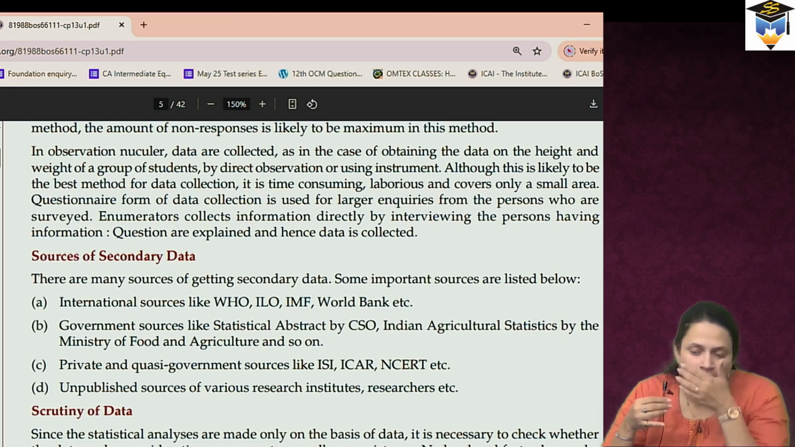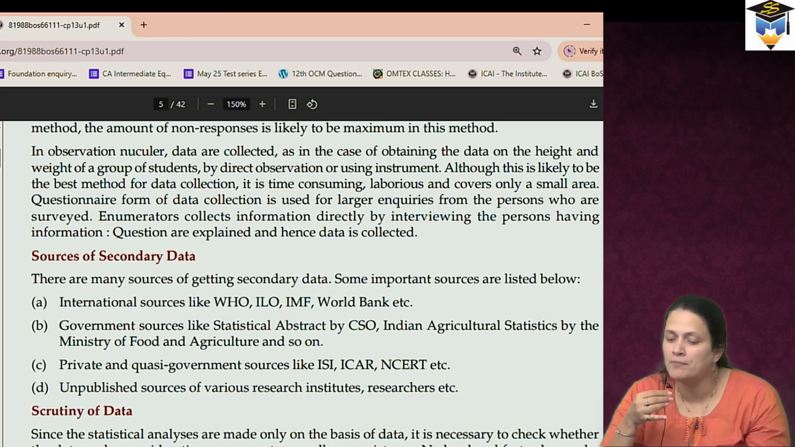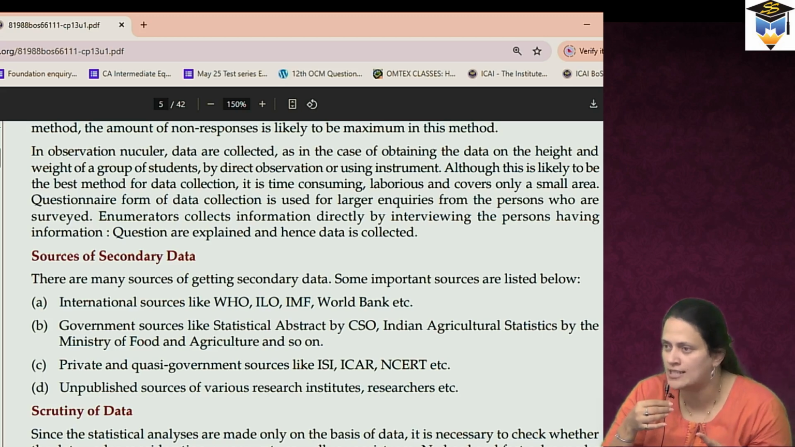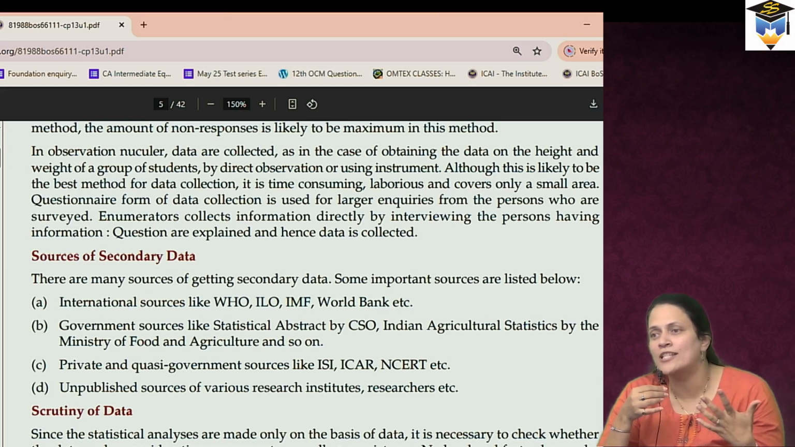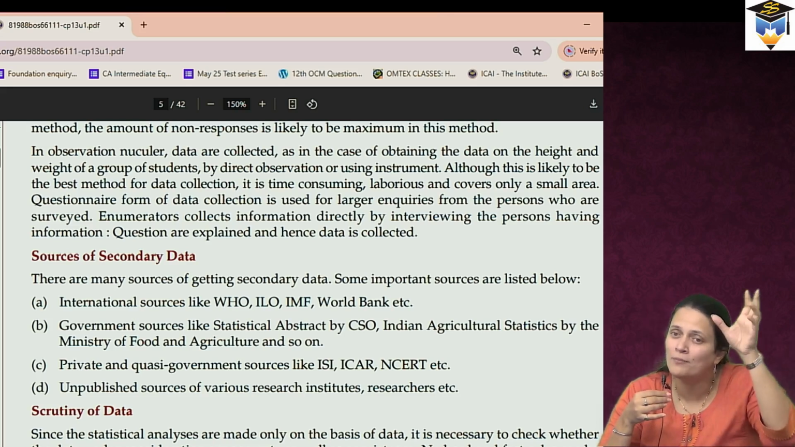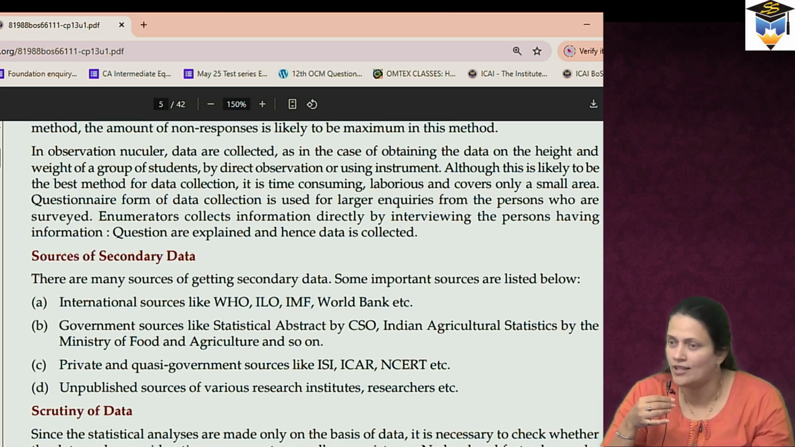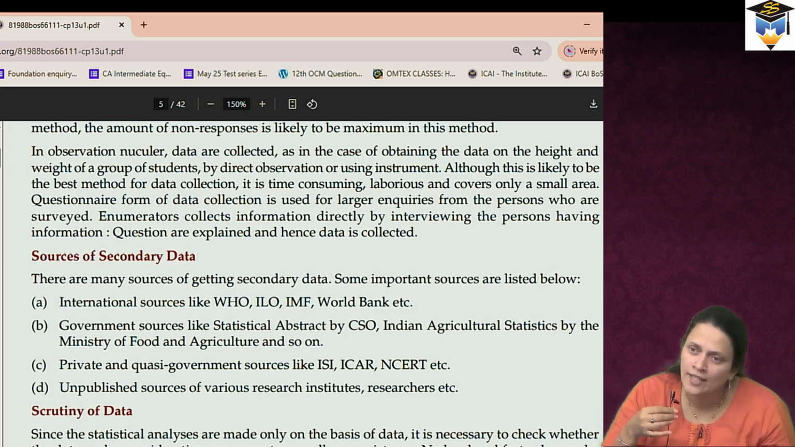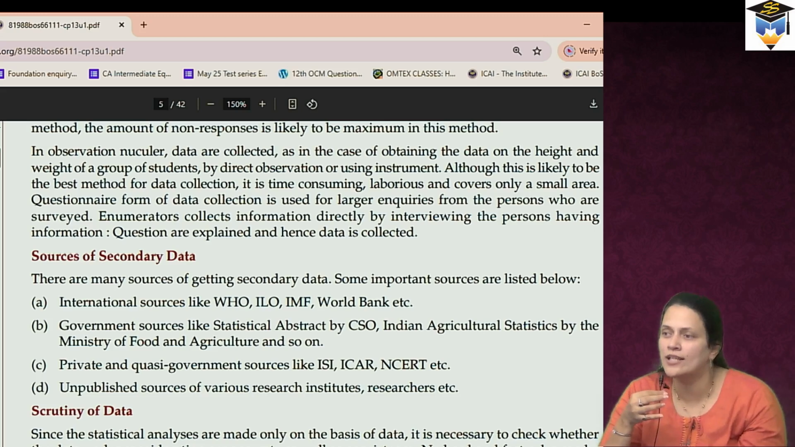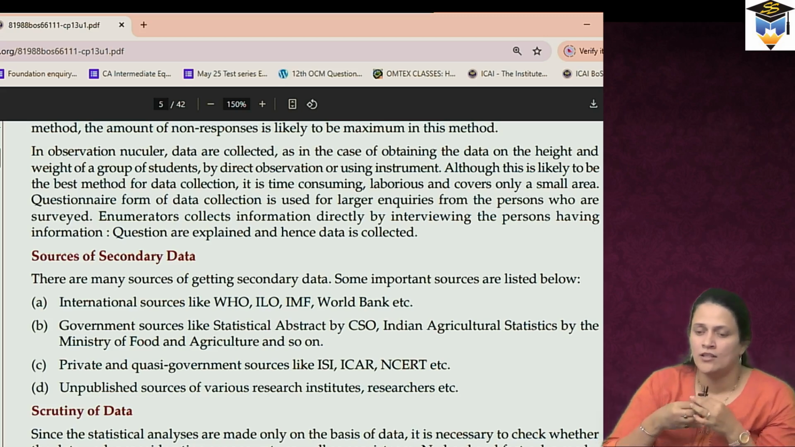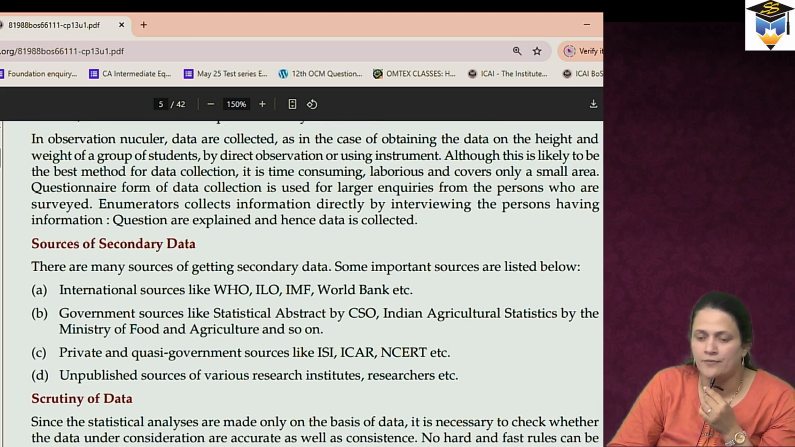Private and quasi-government sources like ISI, NCERT, etc. Unpublished sources of various research institutions, researchers, etc. Now, the people who do research, let us take an example of ICER. The research that people do there is based upon some initial primary data. Correct? They will start with the basic data, analyze a few things, and keep on reducing the amount of data. So this is a source of secondary data.